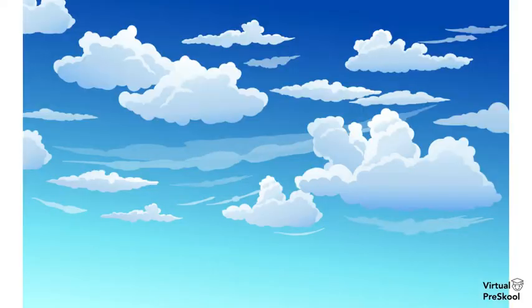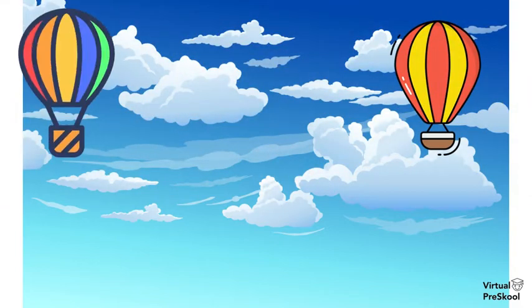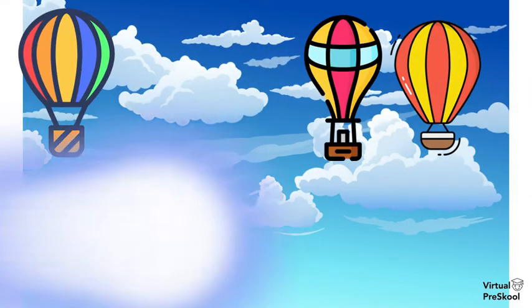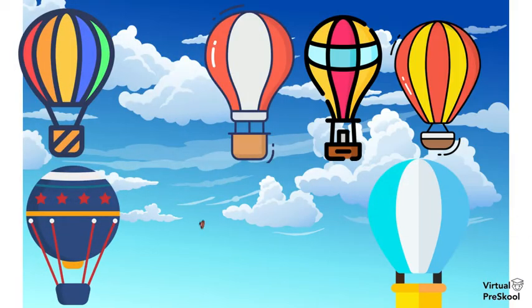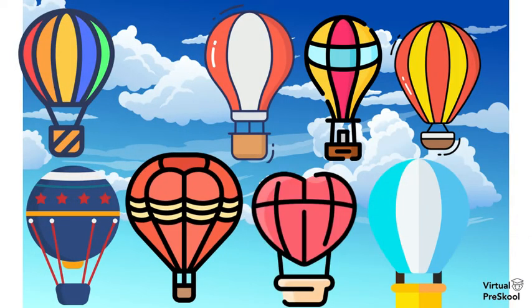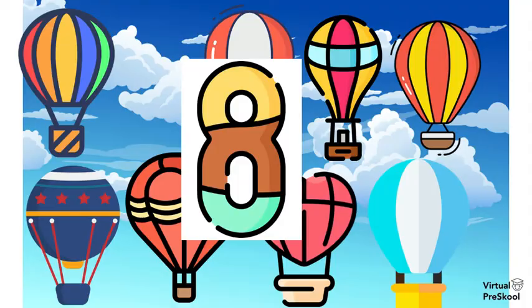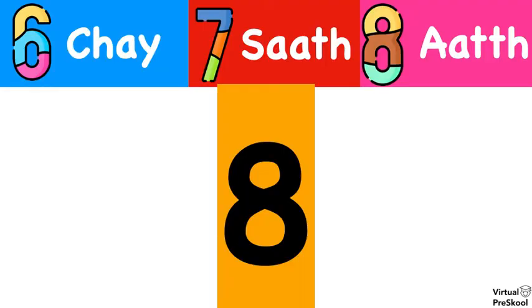Great work. Now, there are hot air balloons here, and we're going to count them. 1, 2, 3, 4, 5, 6, 7, 8. There are 8 hot air balloons. And what does 8 mean? 8 means 8. And what is 8 in Hindi again? Is it 6, 7, or 8?